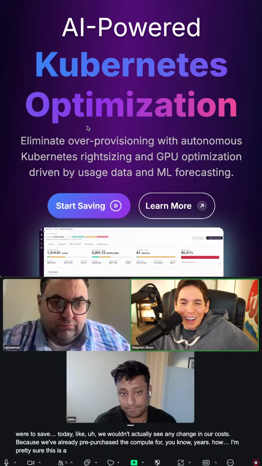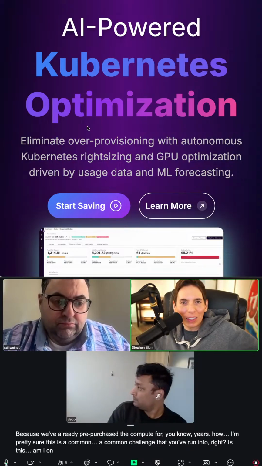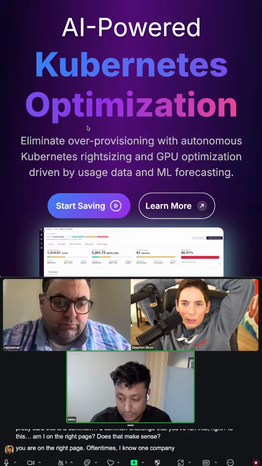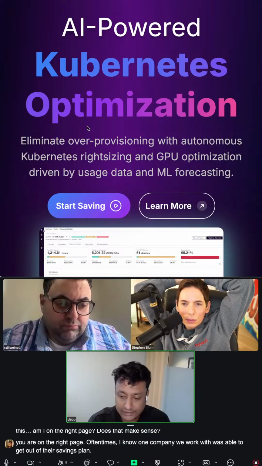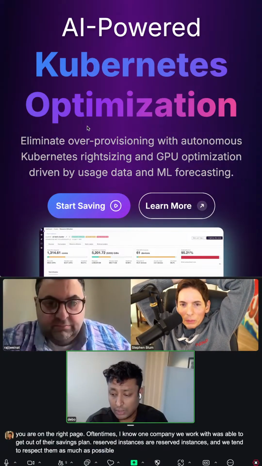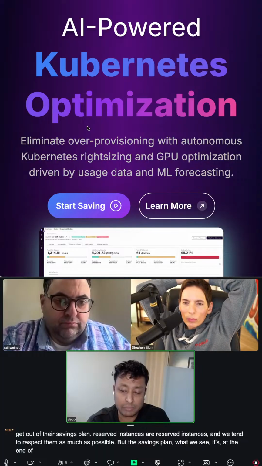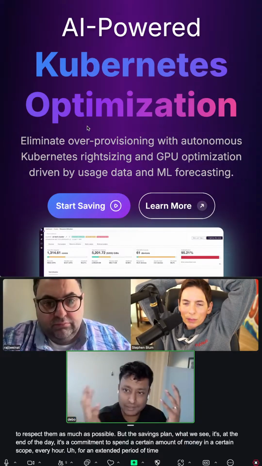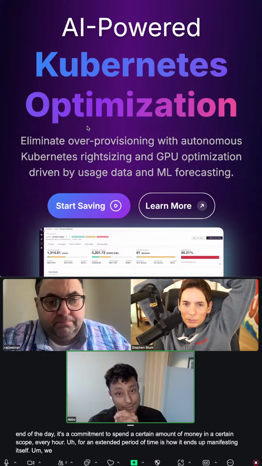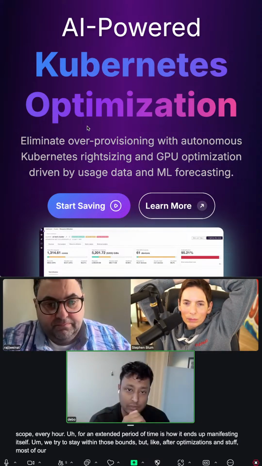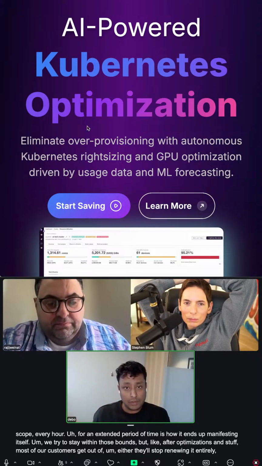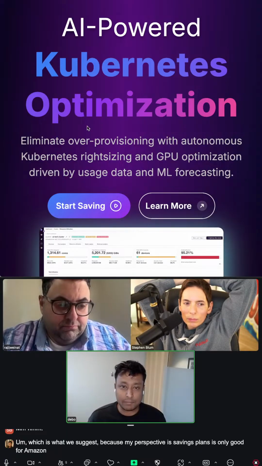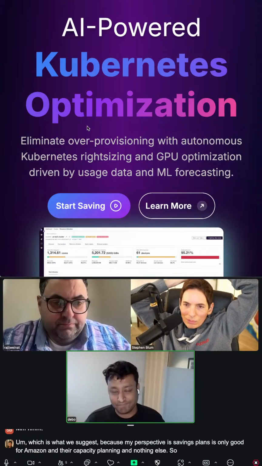I'm pretty sure this is a common challenge that you've run into, right? Am I on the right page? Does that make sense? You are on the right page. Oftentimes, I know one company we work with was able to get out of their savings plan. Reserved instances are reserved instances, and we tend to respect them as much as possible. But the savings plan, at the end of the day, is a commitment to spend a certain amount of money in a certain scope every hour for an extended period of time. We try to stay within those bounds, but after optimizations, most of our customers either stop renewing it entirely, which is what we suggest, because my perspective is that savings plans are only good for Amazon and their capacity planning.